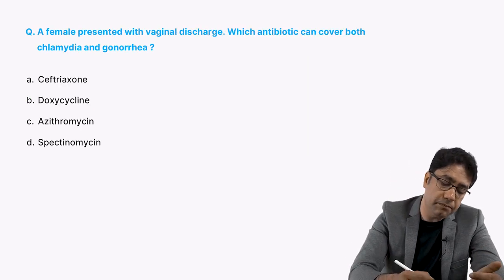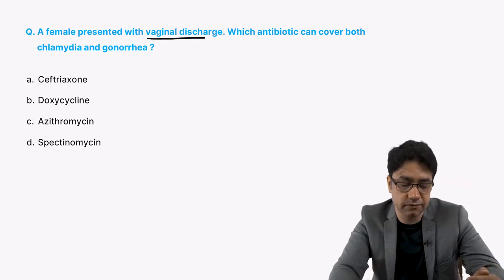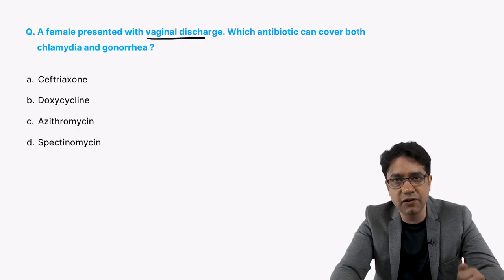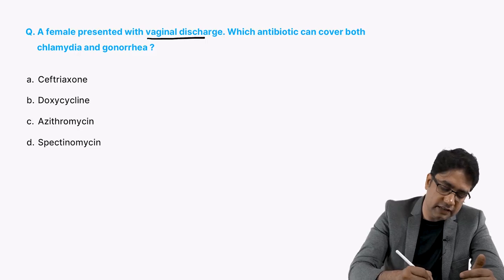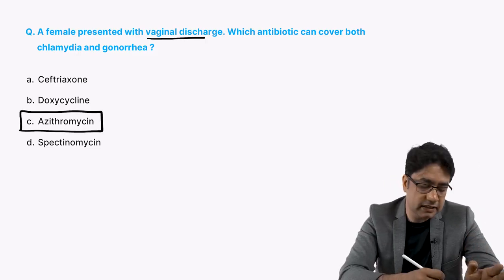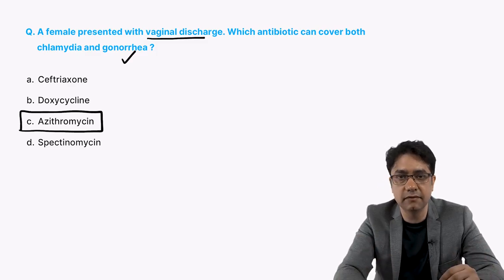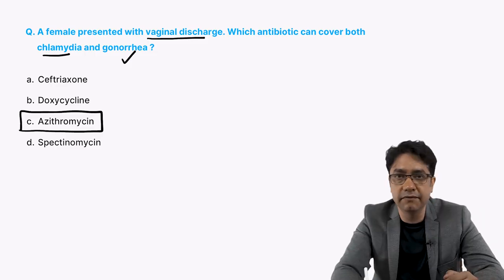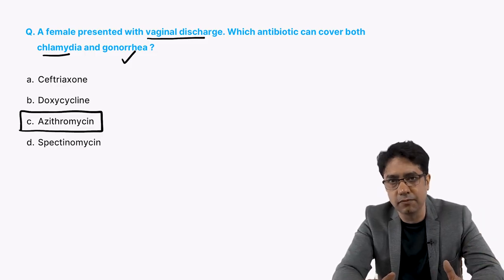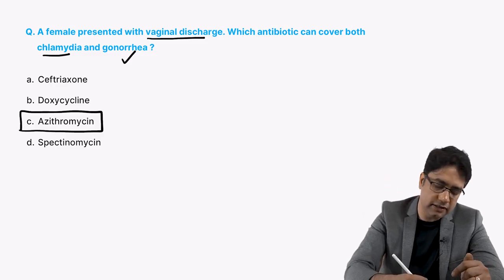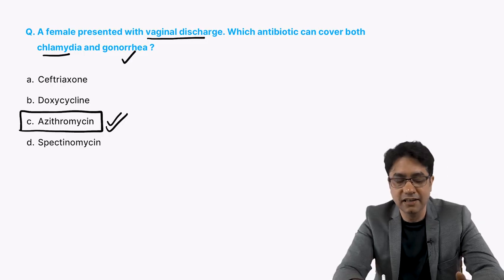A female patient presented with vaginal discharge. Which antibiotic can kill both chlamydia as well as gonorrhea? That drug was azithromycin. We discussed that in gonorrhea we gave ceftriaxone with azithromycin, while in chlamydia we gave doxycycline with azithromycin. So the common drug for both chlamydia and gonorrhea was azithromycin.